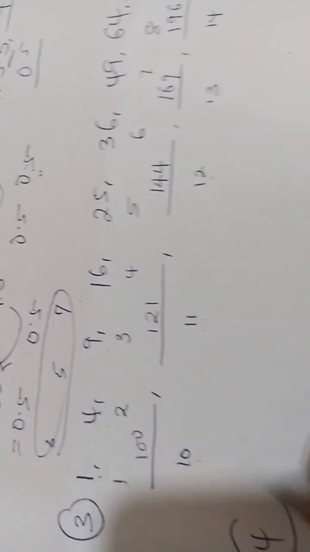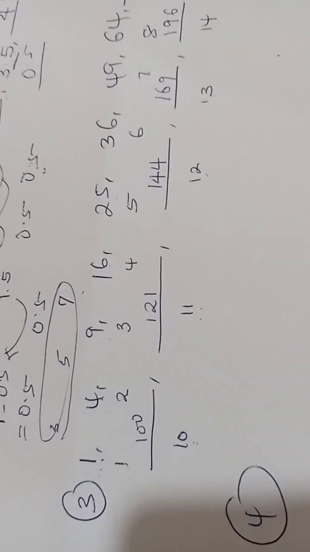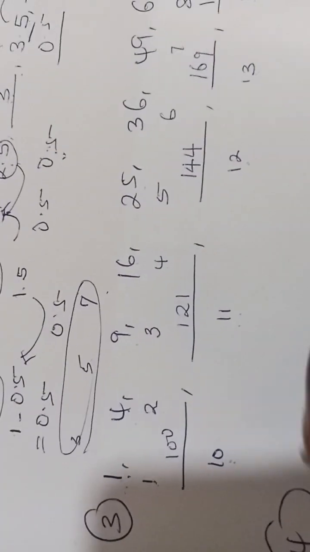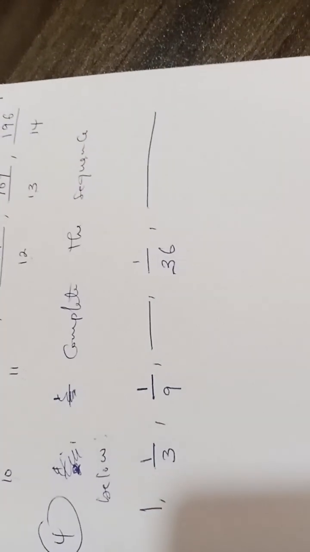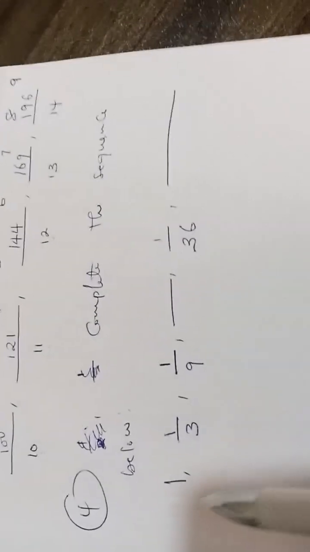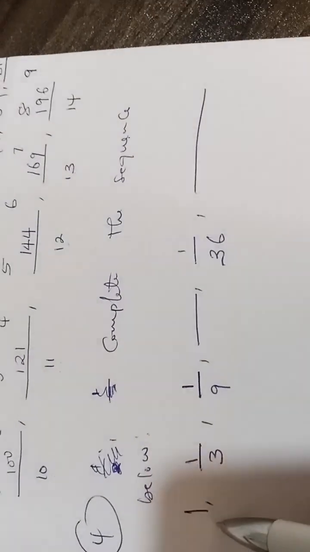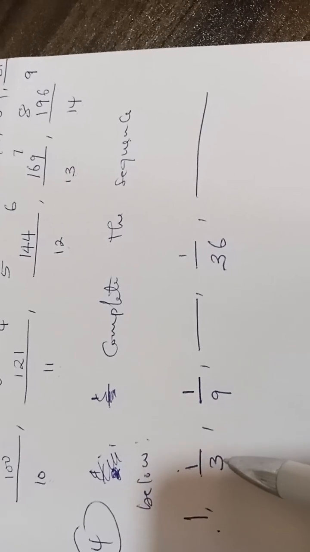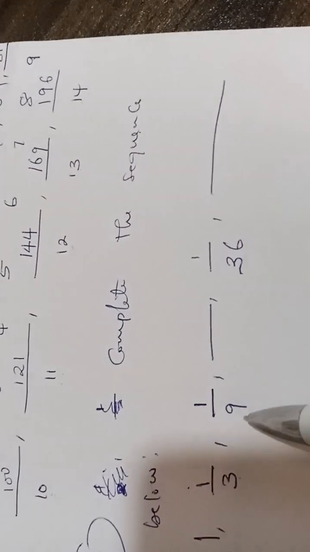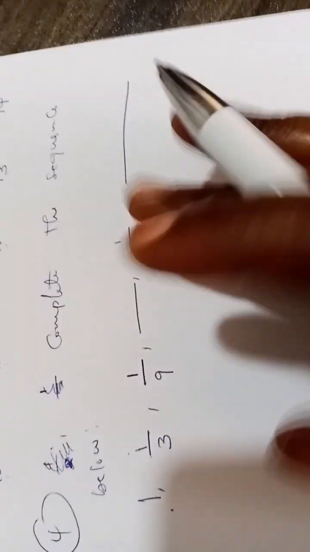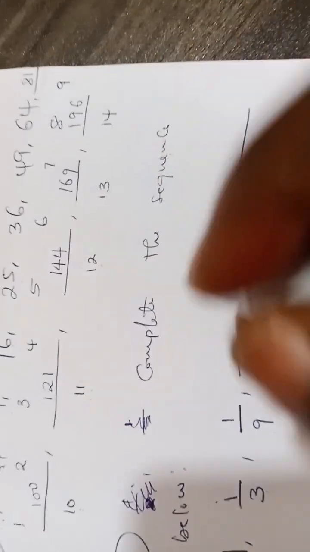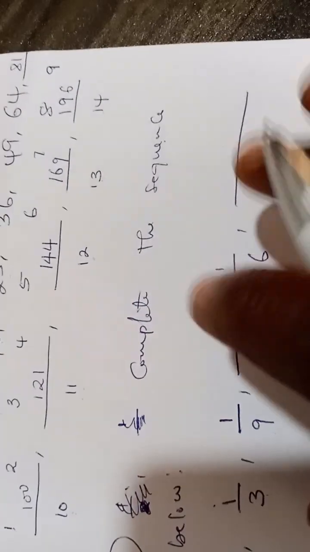So let me leave this particular one and let me see who can do it. Take a look at what you have. You're asked to complete the sequence below. My first term is 1. The second term is 1 over 3. The third term is 1 over 9. I'm asked for this, right? And then the list continues. So please kindly continue with the process and get the answer.